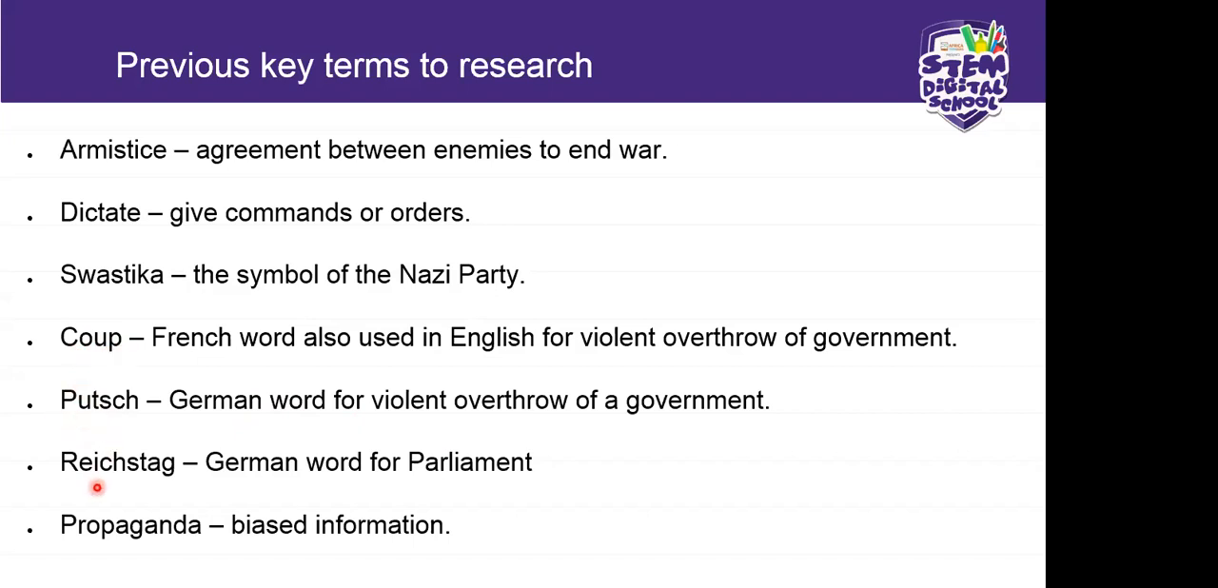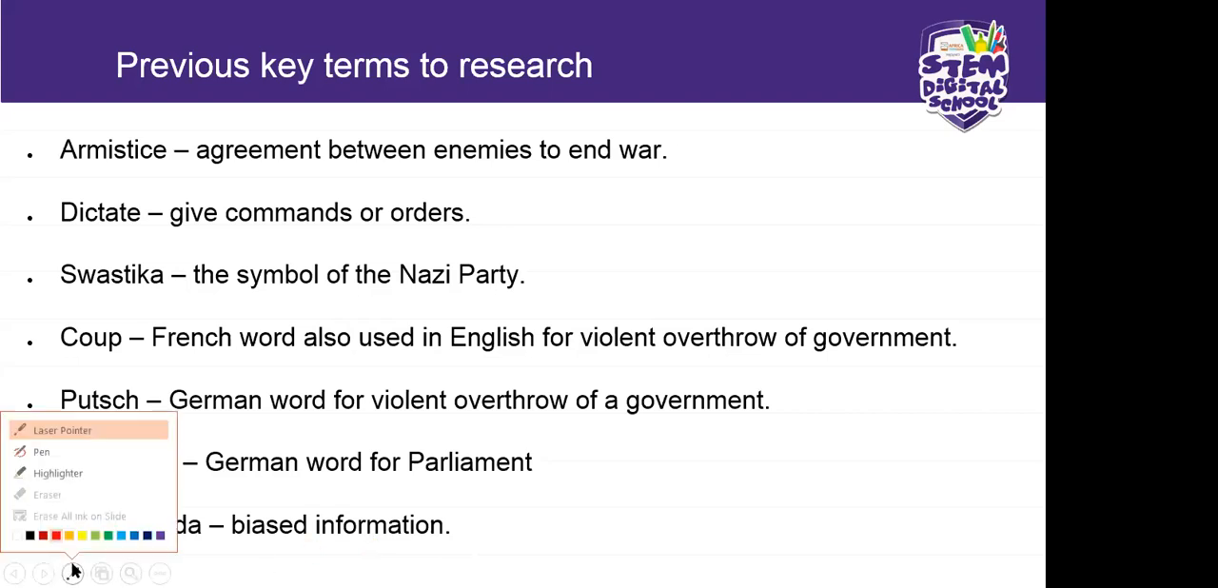And then we go to Reichstag here. This is a German word for parliament. It's called a Reichstag. We go to propaganda. Propaganda refers to biased information.